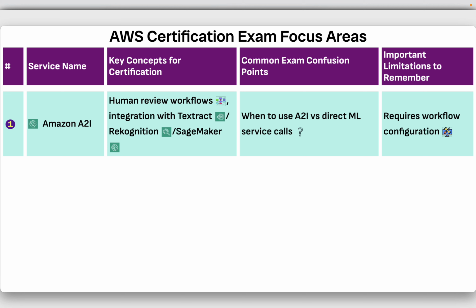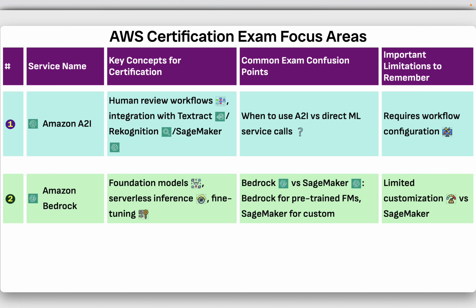So first, Amazon A2I. Key concepts for certification are, as I talked about, human review workflows and integration. You can integrate with Textract, Rekognition, and SageMaker. Some common exam confusion points will be when to use A2I versus direct machine learning service calls. And an important limitation to remember is it requires workflow configuration.